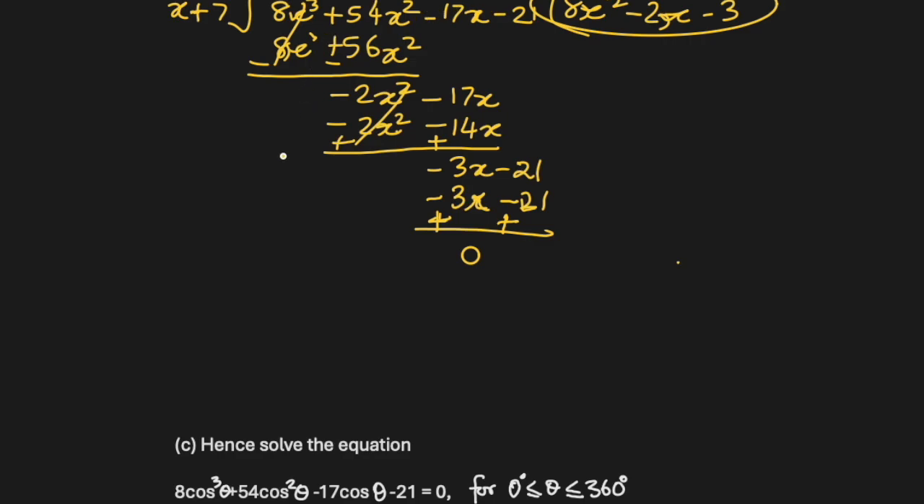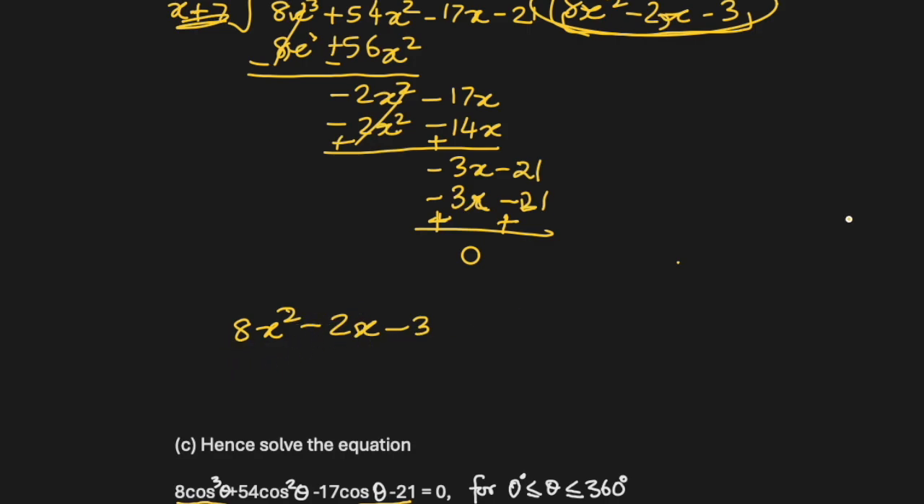in place of x is being replaced by cos theta, right? So that means we have to factorize this whole thing. x plus 7 is already with us as one factor. We have to factorize this also. So let me do it here. 8x square minus 2x minus 3. I have to factorize this, and I will split the middle term.